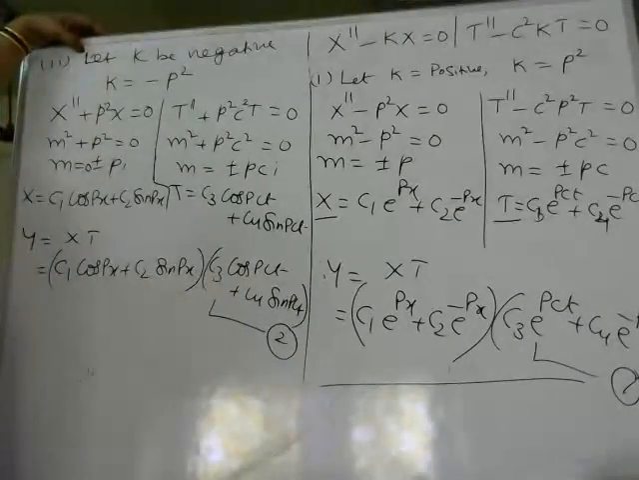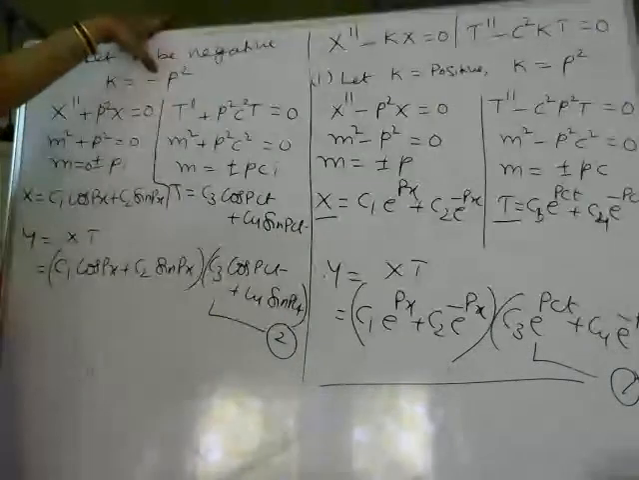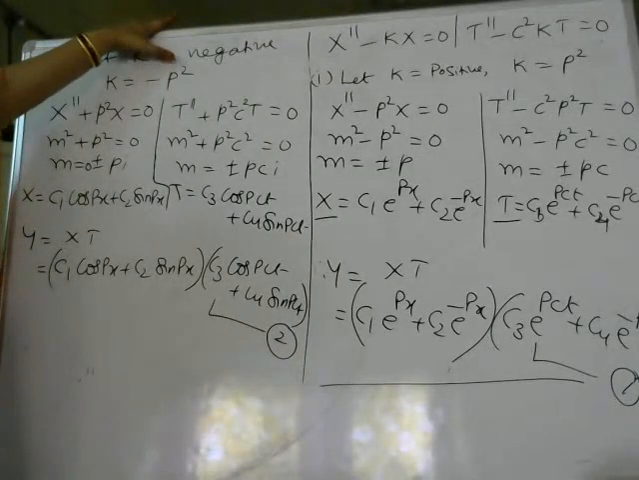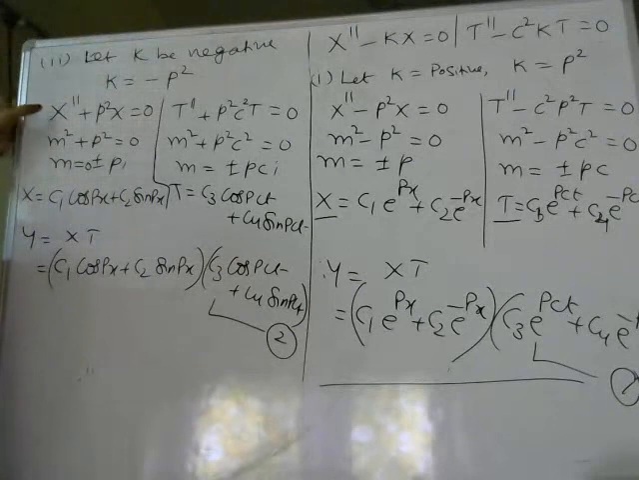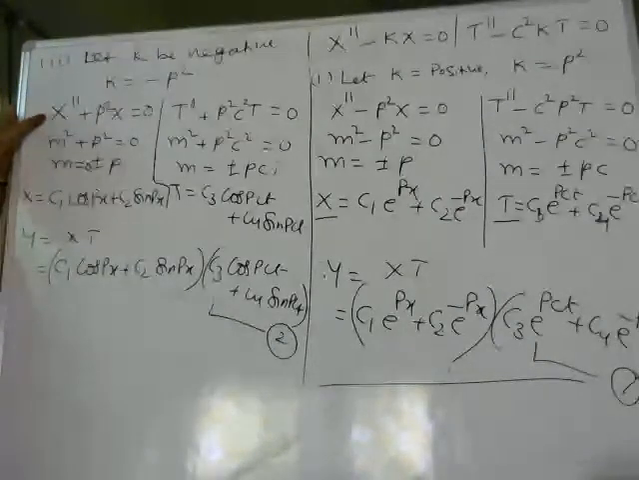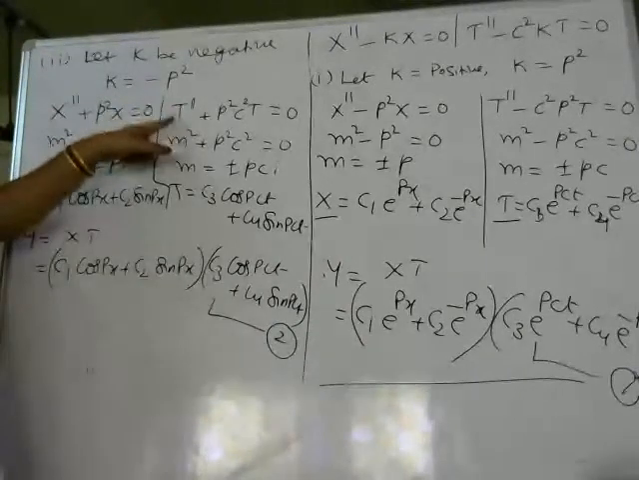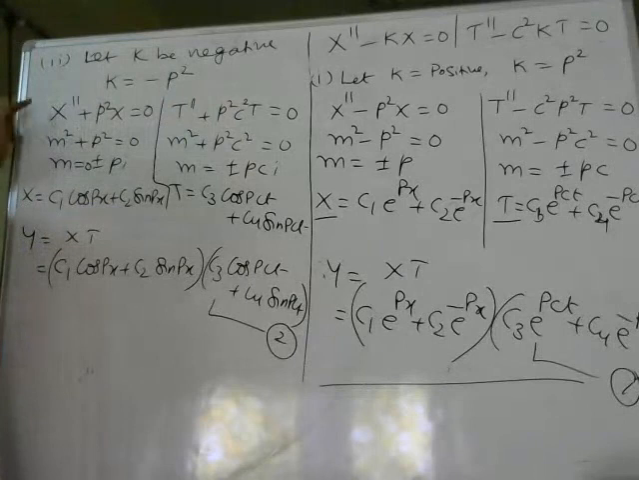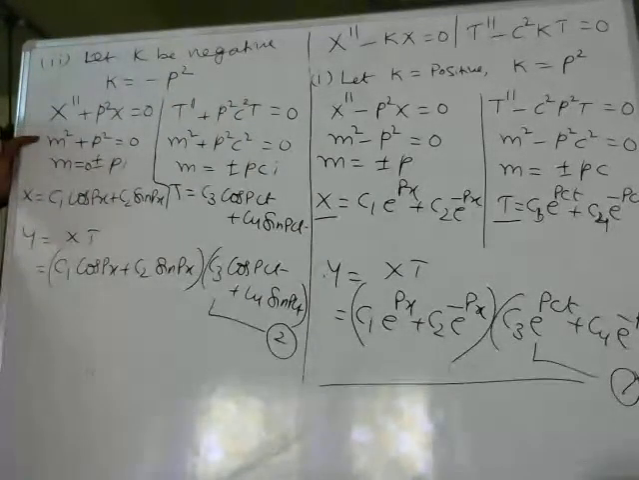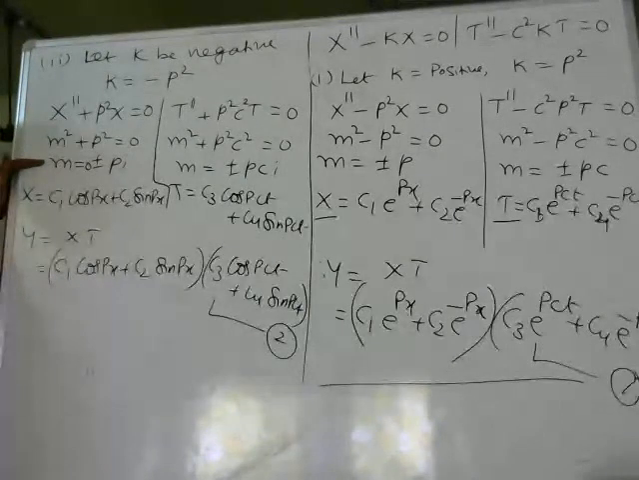Suppose k is negative. We know k can be written as minus p², because whatever may be the value of p, p² is always positive, so minus p² will be always a negative number. So if we substitute minus p² in the equation, this equation reduces to x'' plus p²x is equal to 0. This equation reduces to t'' plus p²c²t is equal to 0. In this, the auxiliary equation is m² plus p² equal to 0, or m is equal to plus or minus ip.